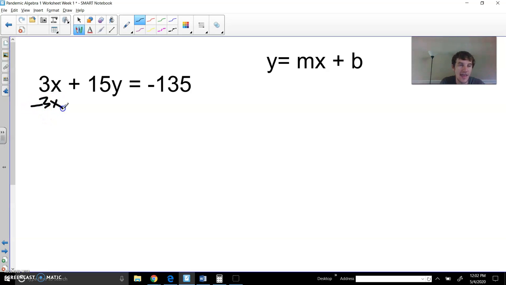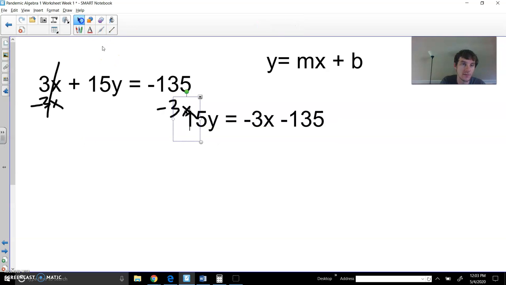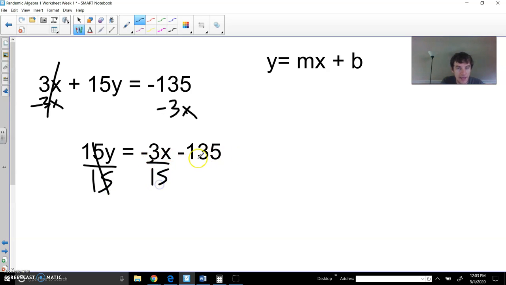I'm trying to move my x term to the other side, and for this one it was positive, so I do want to subtract to get that to move away. So 15y will equal negative 3x minus 135. Let me move that over here. So again, I don't want to put these together because they're not like terms. If they both had the x or if they both did not have the x, that would be a completely different scenario. So I just want to move that x to the other side, and now these are multiplying. 15 and y are multiplying, so I want to divide these by 15. And now I want to simplify this as best as possible.